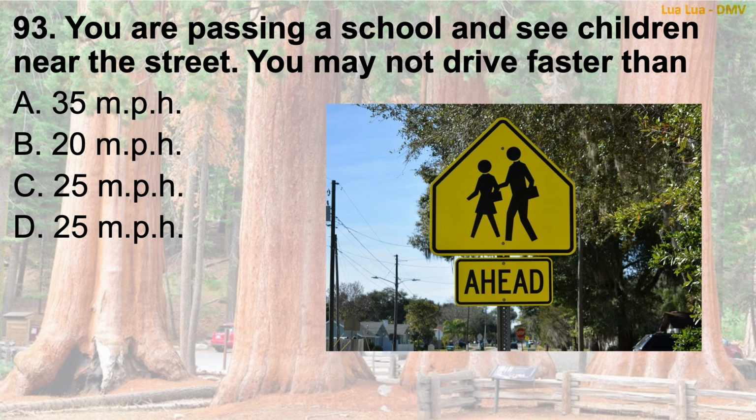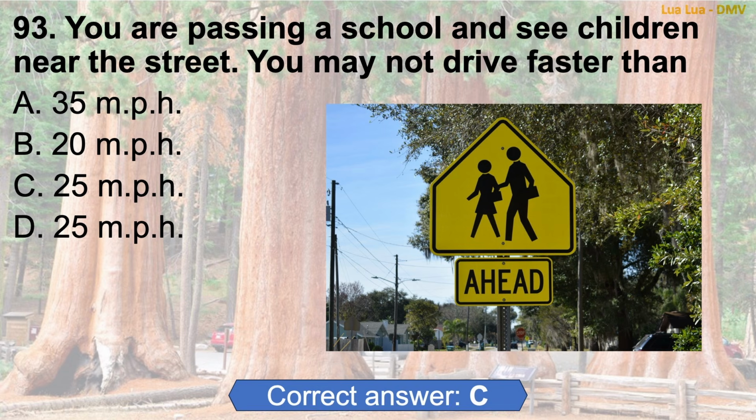Question 93. You are passing a school and see children near the street. You may not drive faster than A. 35 miles per hour. B. 20 miles per hour. C. 25 miles per hour. D. 25 miles per hour. The correct answer is C. 25 miles per hour.